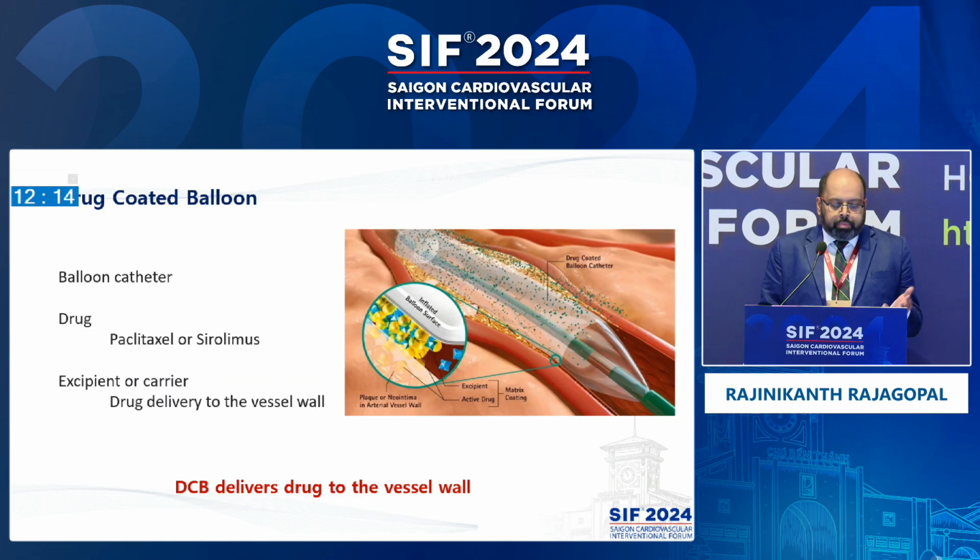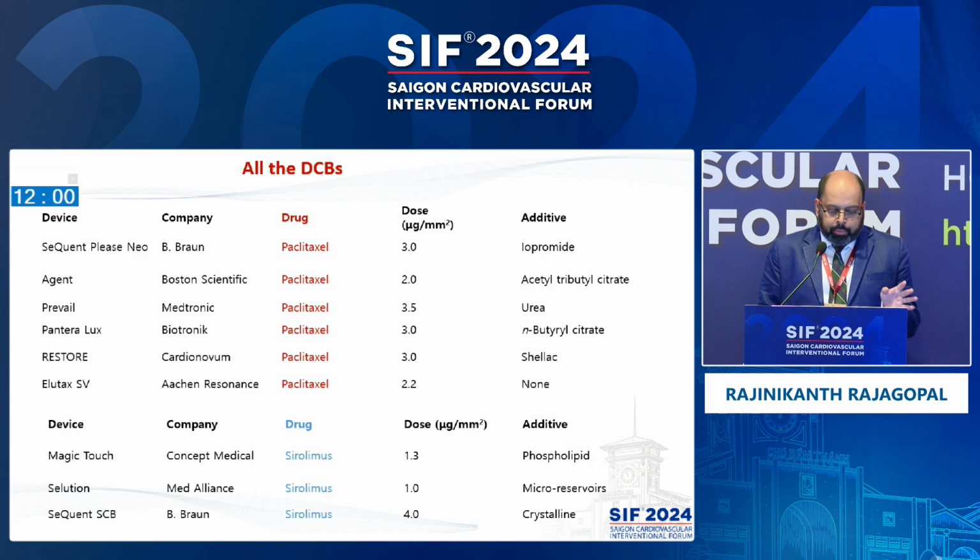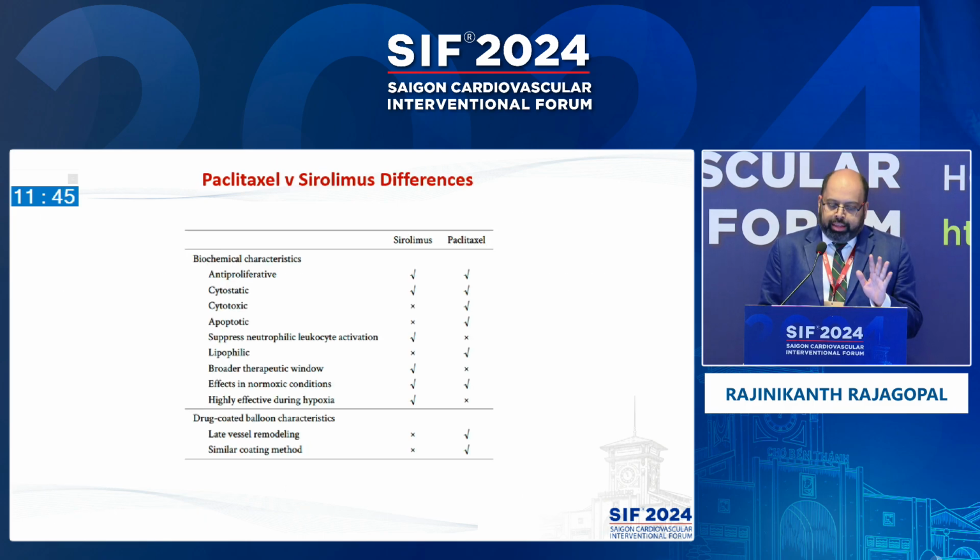So what is a drug-coated balloon? It's a balloon catheter with a drug coating, either paclitaxel or sirolimus mostly, and an excipient or a carrier to regulate the drug delivery. Remember, a DCB only delivers the drug. It is not a mechanical device as such. Lesion preparation is completely separate. There are many DCBs in the market, and you can see the difference. There are paclitaxel and sirolimus DCBs, and the doses are different, the additives are different. So each DCB is different and needs to be understood on its own. There is no class effect for DCBs.